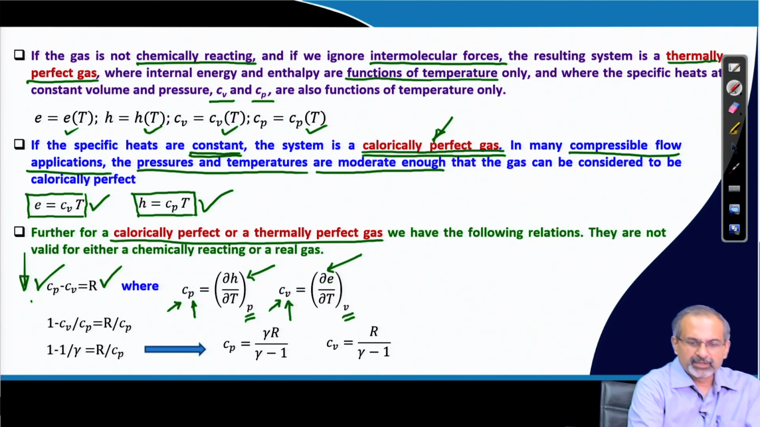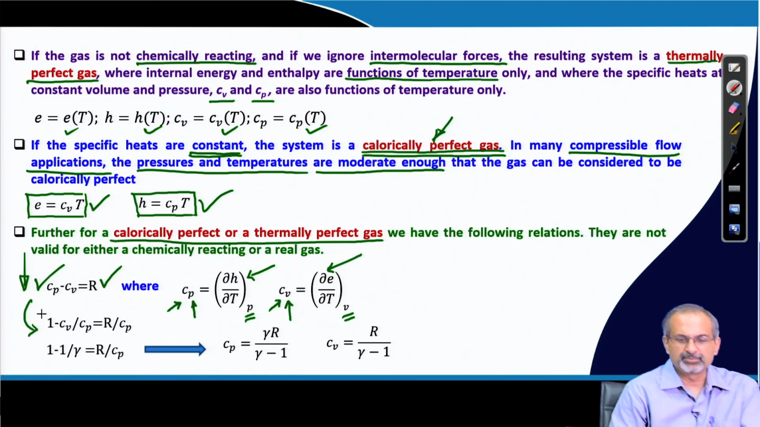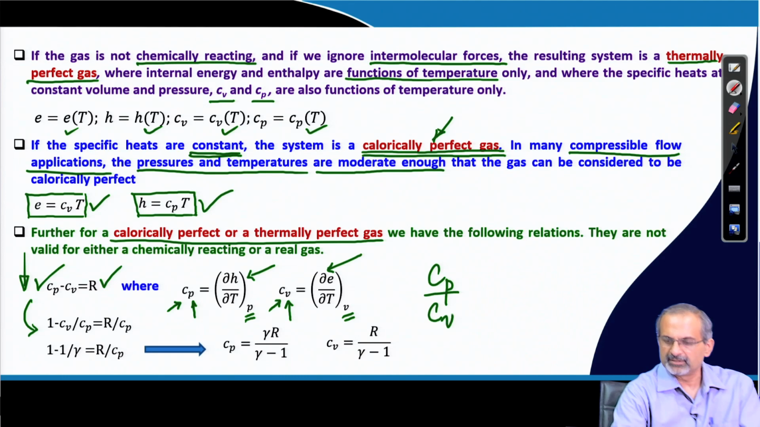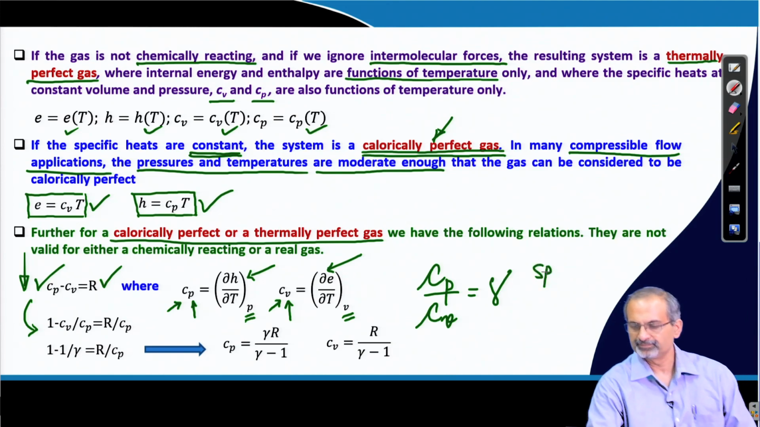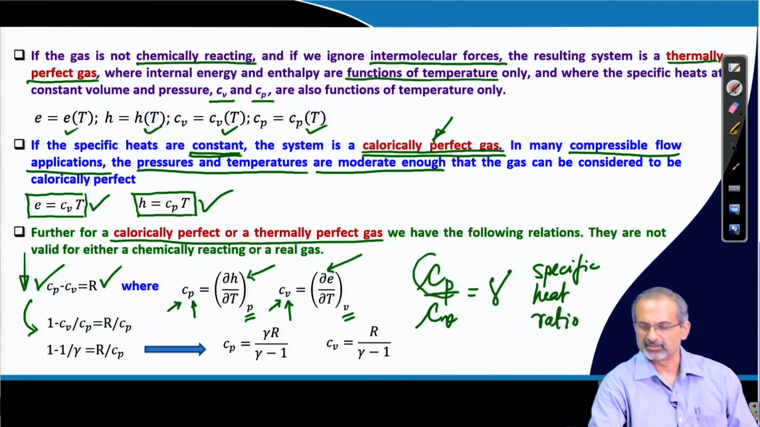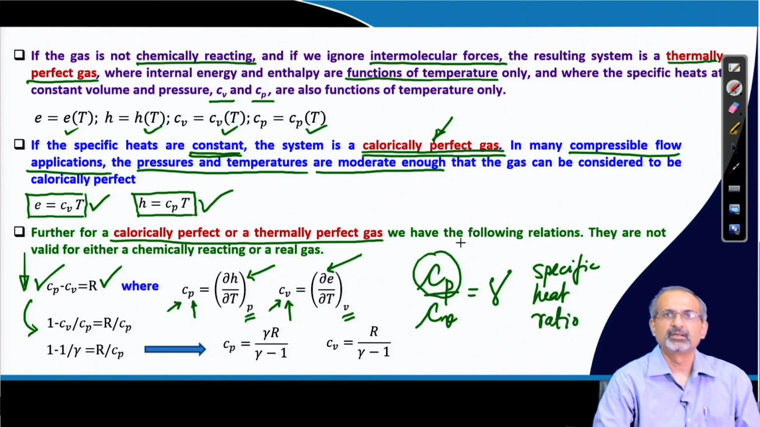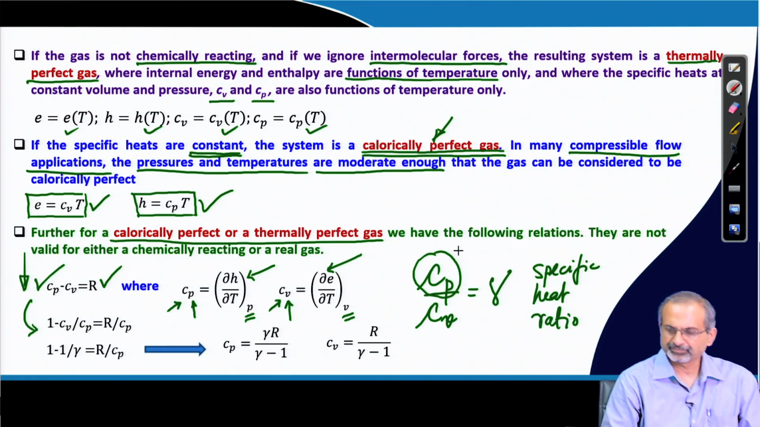Now, if you divide this equation by Cp, this is what you get, and the ratio Cp by Cv gives you gamma, that is the specific heat ratio. Please do not confuse this Cp with coefficient of pressure, because we have discussed that at length. Here it has a very different context.